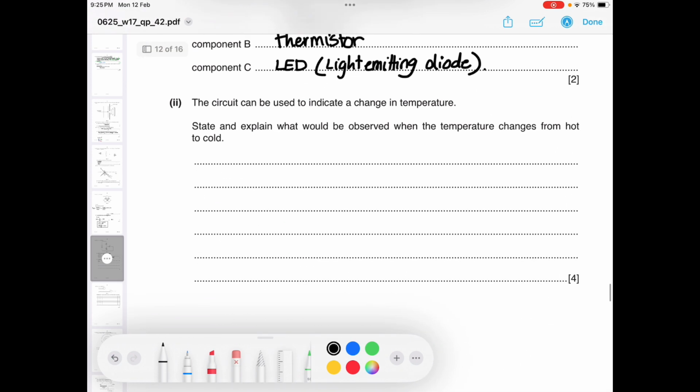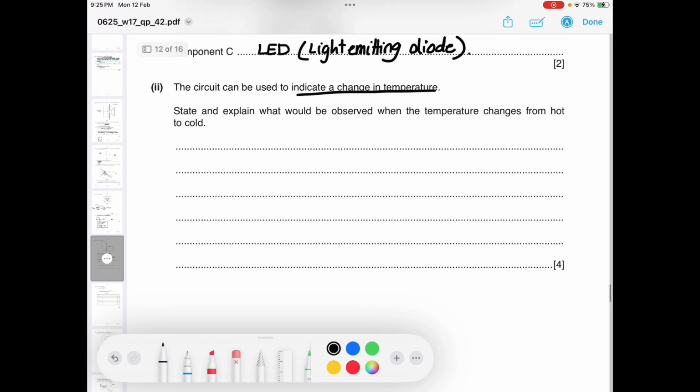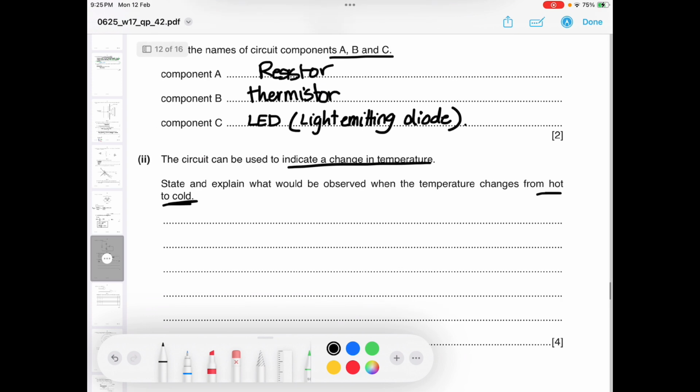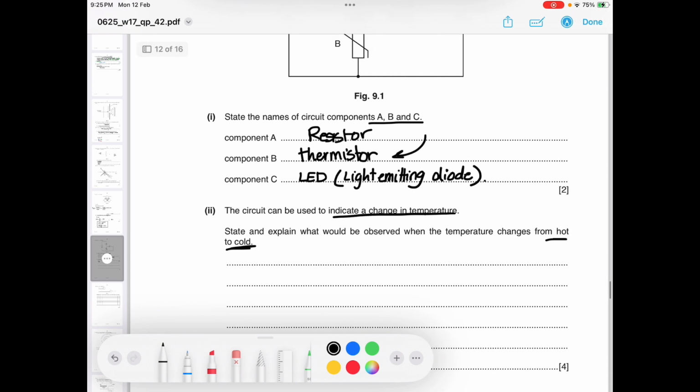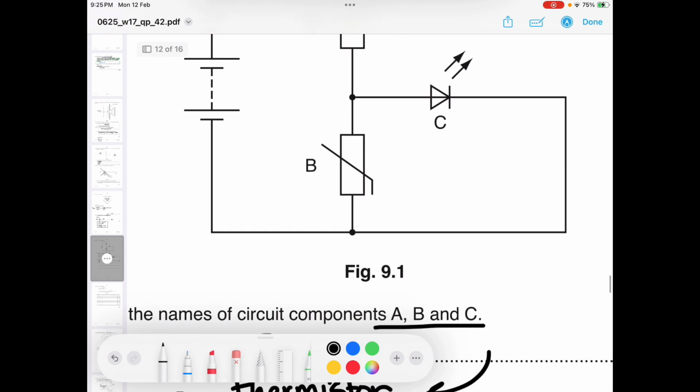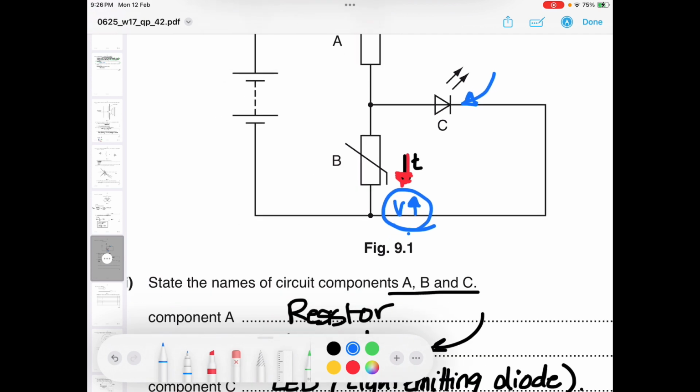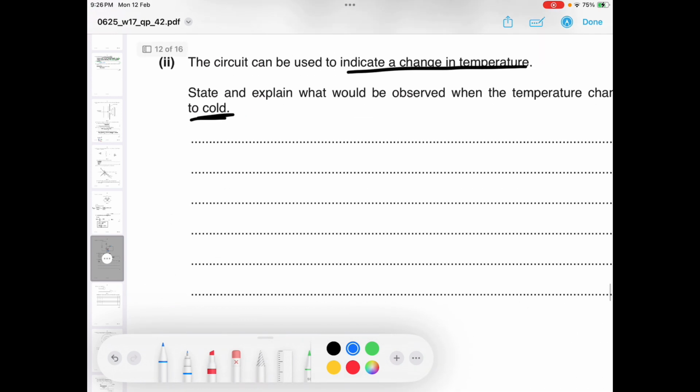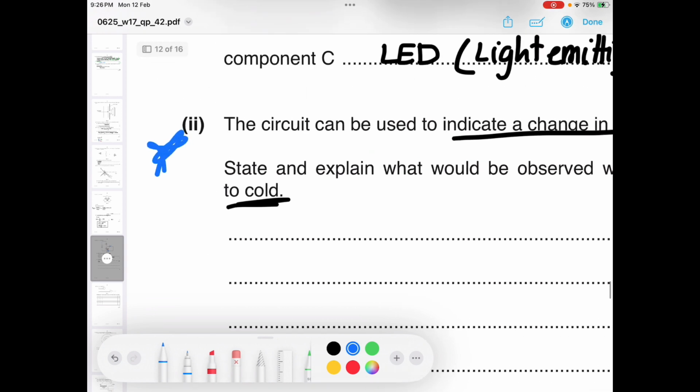Next, the circuit can be used to indicate a change in temperature. State and explain what will be observed when the temperature changes from hot to cold. This is what I was explaining with the thermistor. Okay, so when the temperature decreases, so it gets colder, the voltage increases. When the voltage increases, the LED will glow more brightly. Okay, so LED, this is a really important question.